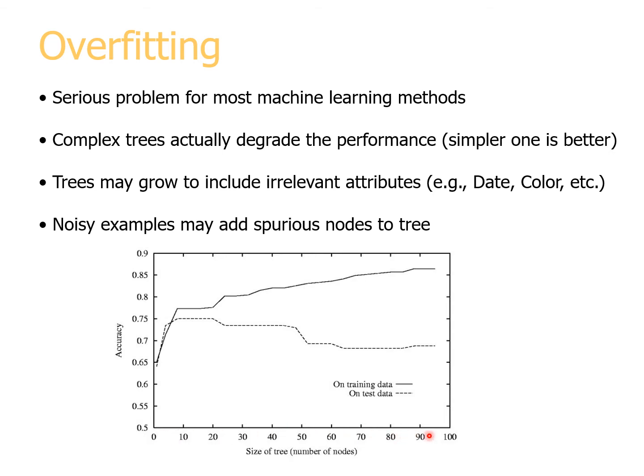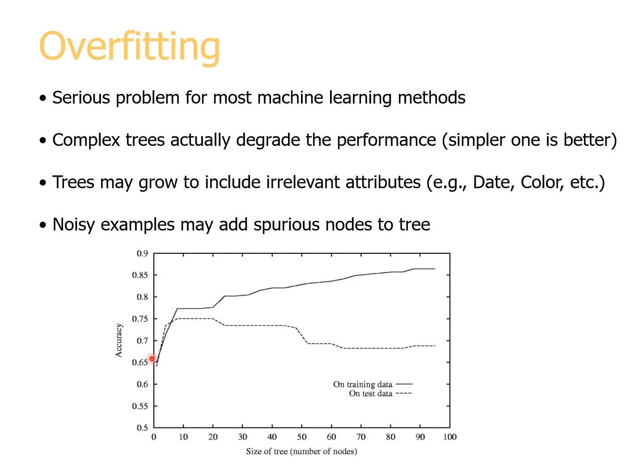This one shows the size of tree, actually the number of nodes. And this one is the accuracy of the decision tree. This solid line is the accuracy of training data, and this dotted line is the accuracy of test data. So as the decision tree becomes more complex, going this way, you see the accuracy of training data keeps increasing, right? It makes sense because we build a decision tree to reduce error on the training data.